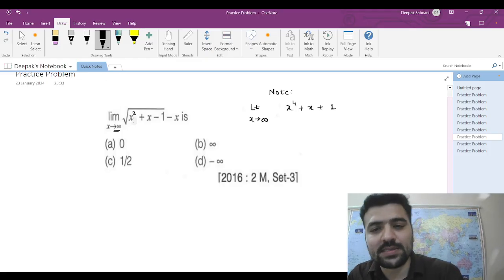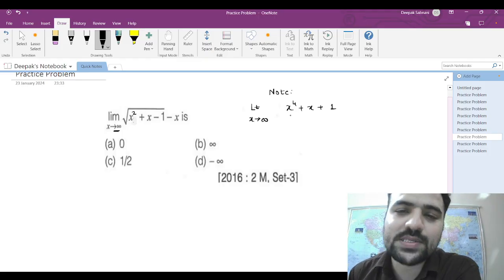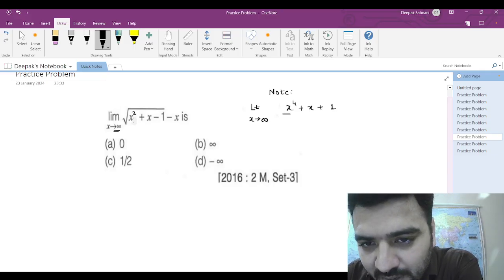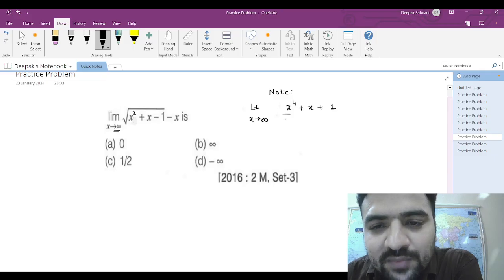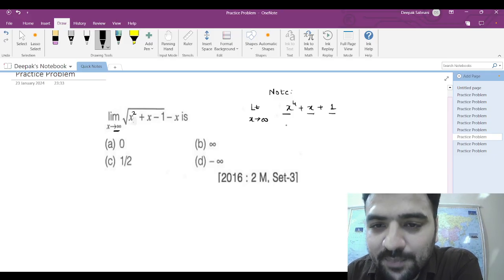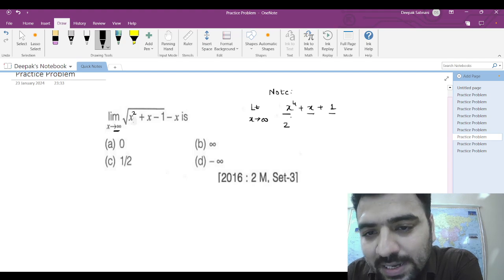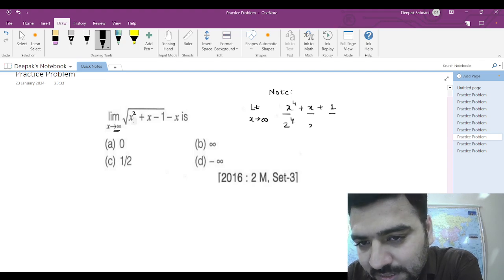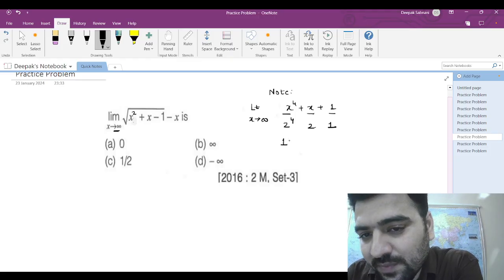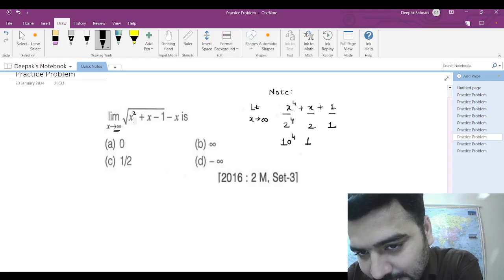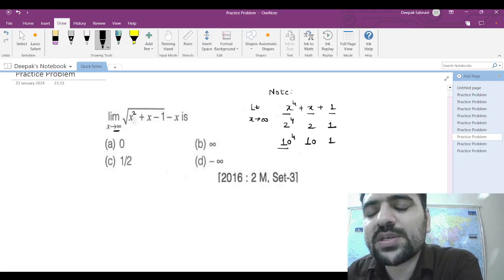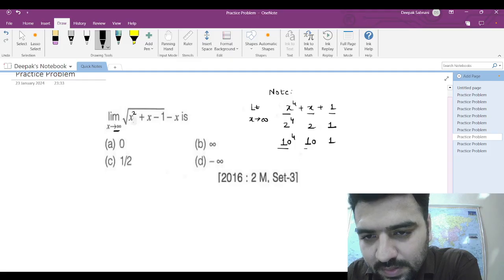When x becomes very large, you can see that x to the power 4 will tend to infinity much faster than x to the power 1 and x to the power 0. For example, if I put 2, I get 2 to the power 4 for x to the power 4, while this remains 2 and this is 1. Let's say I put 10: 10 to the power 4, and this is 10 and this is 1. Now, which is more? Obviously, 10 to the power 4 is far more than 10 and 1.